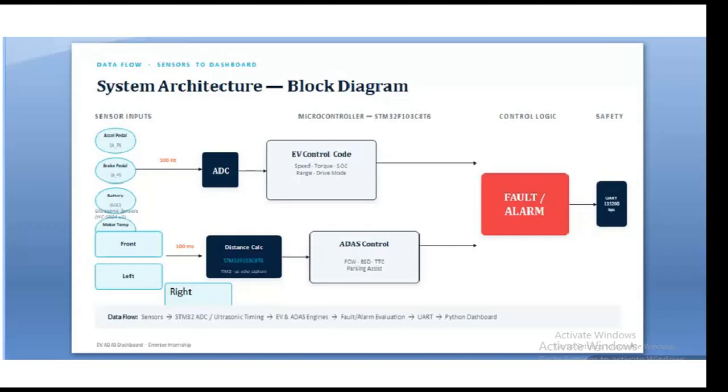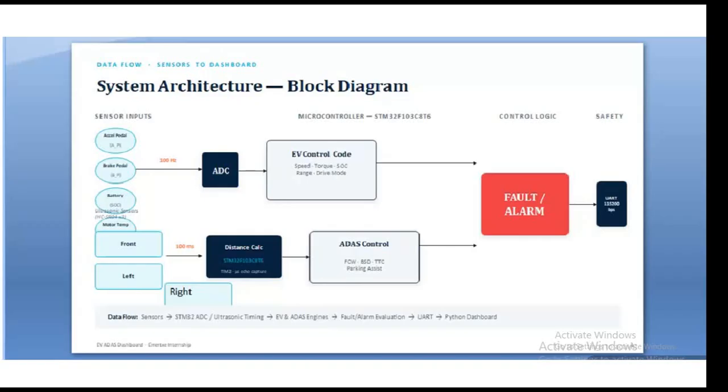This is the ADC of the STM32F103C8T6 microcontroller. Inside the microcontroller, the EV control code processes parameters such as the speed, torque, battery state of charge, range, and driver mode. This is about the EV parameters.